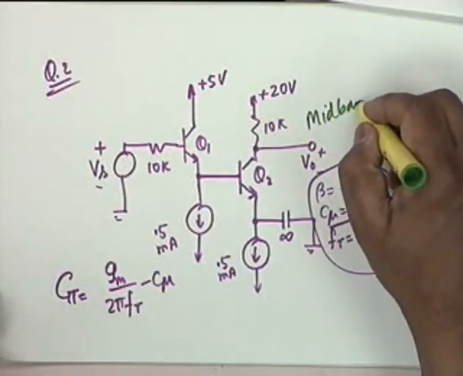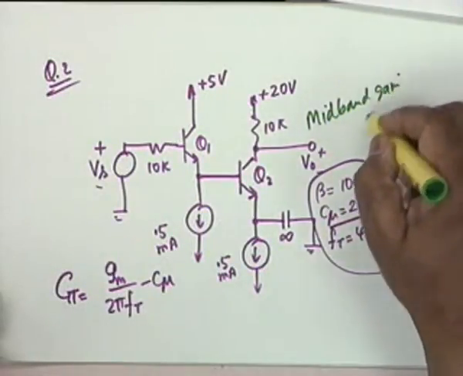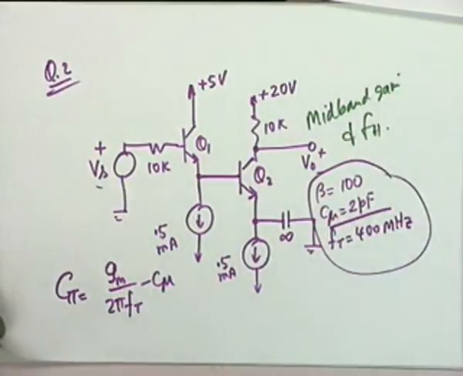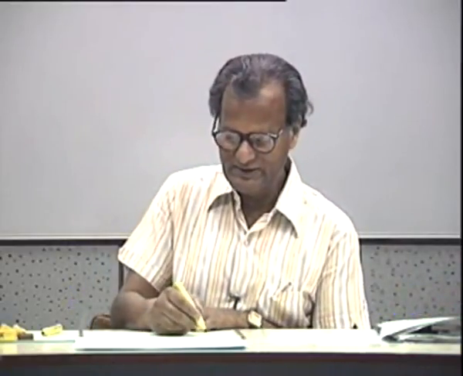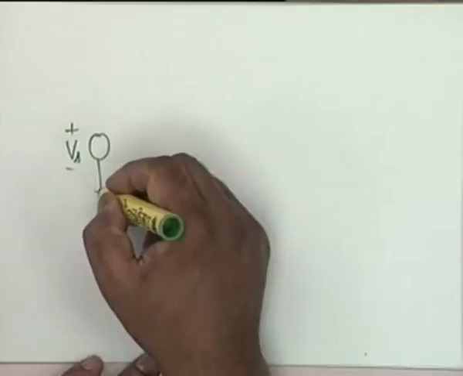Mid-band gain and FH. We could do that without drawing the equivalent circuit. Also, if we recall a bit of the equivalent circuit, but let's do it because we have to calculate the mid-band gain also. Let's draw the equivalent circuit. It doesn't take much time.